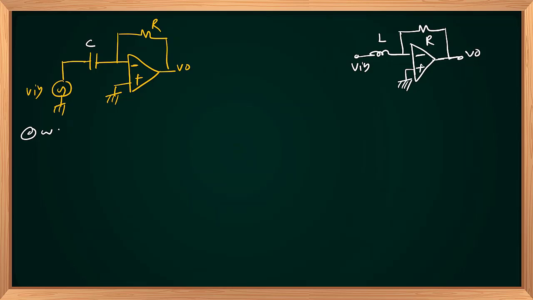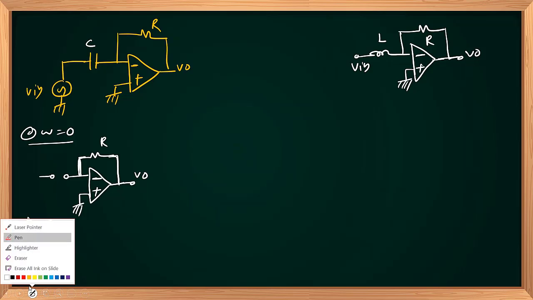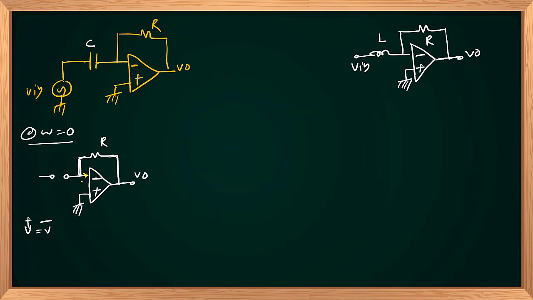At omega equal to 0, the capacitor acts as an open circuit. So we have an open followed by the op-amp circuit, negative, positive, grounded. There exists a feedback through R. Hence, V plus equal to V minus is valid because there exists a negative feedback through the resistor. There is no current into the op-amp.